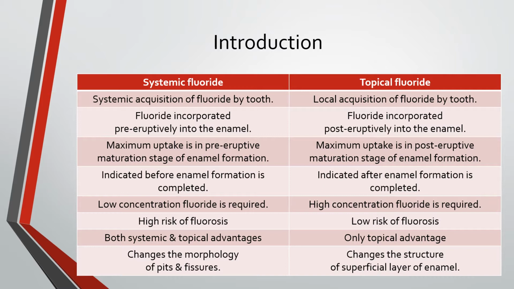What topical fluoride does is change the structure of the superficial layer of the enamel only. Studies have found that the superficial layer of the enamel, up to 5 microns, has the maximum fluoride in it, and after that the fluoride concentration decreases as you go deeper into the tooth. So the superficial layer of the enamel is very important. It is very important for us to understand these differences, and from this table you will understand why we need to use topical fluoride and when we can use systemic fluoride.